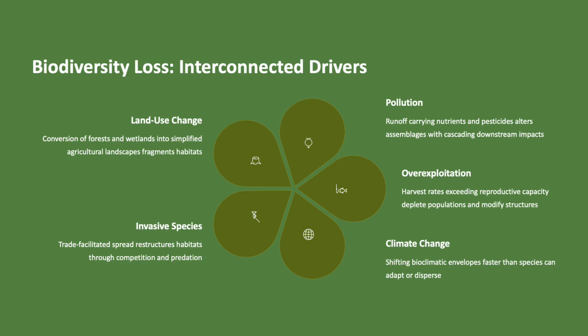Climate change further accelerates biodiversity loss by shifting bioclimatic envelopes faster than many species can adapt or disperse. Changes in temperature, precipitation, and seasonal timing affect food availability, migration patterns, and reproductive success. Species already stressed by habitat loss or pollution become even more vulnerable under shifting climate conditions.